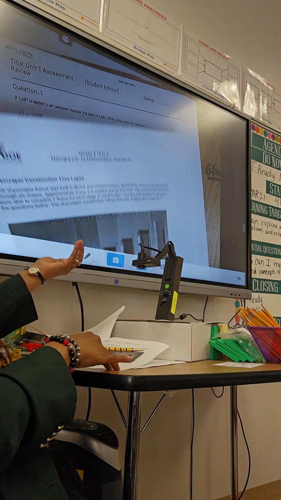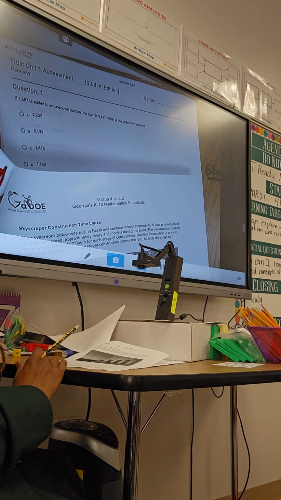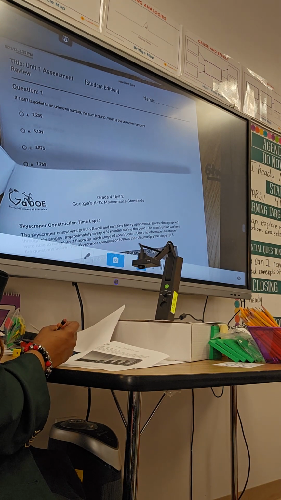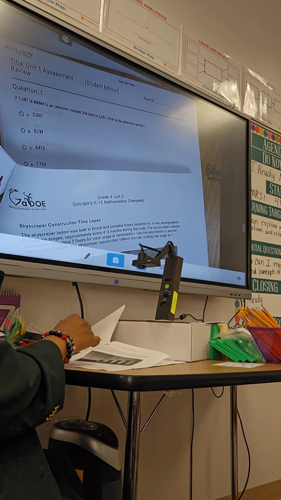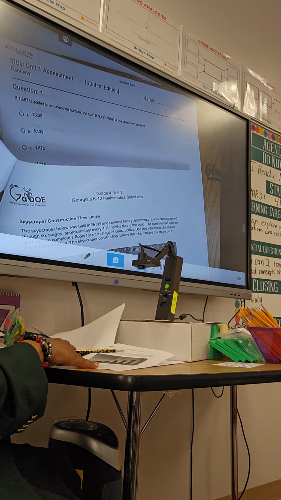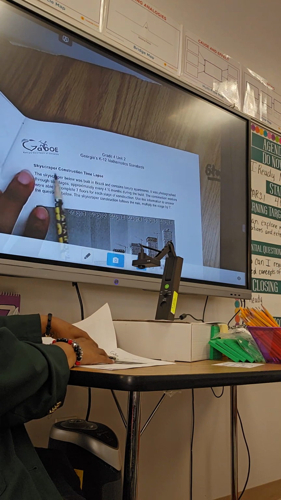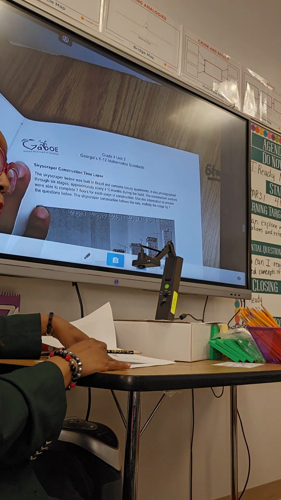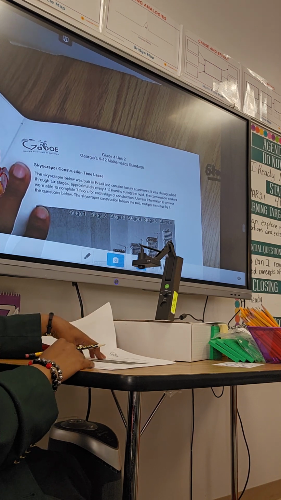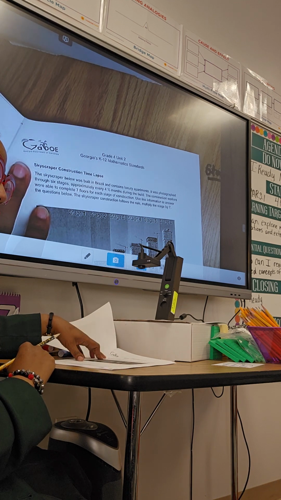All right, and the final page is pretty much the same thing. I want to see that you can read through this on your own. Remember, it is still a pattern. You have to read. You just can't jump down to number 1. You got to read what it says for skyscraper construction time lapse. You must be able to read and understand what it's giving you, and then use that information to produce your answers.